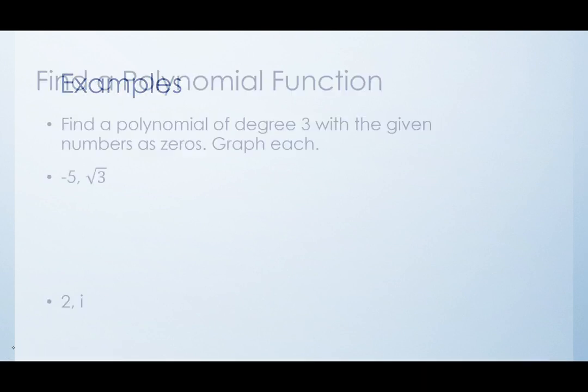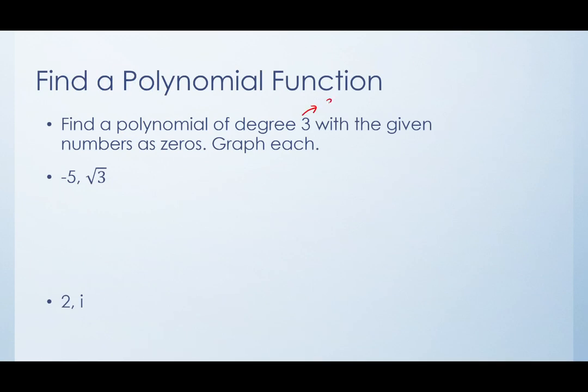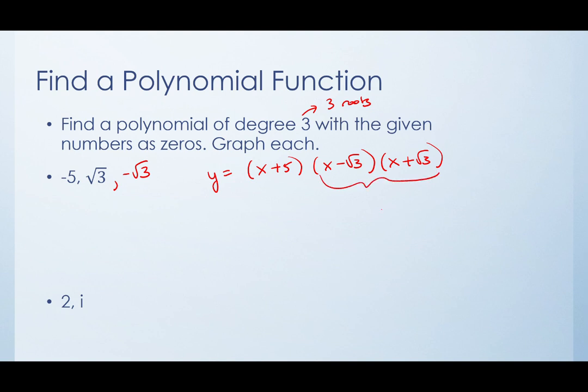Because we know degree 3, so we know it will have 3 roots. So we've got negative 5, we've got root 3, and we know the other one has to be negative root 3 because those are our conjugate pairs. So we have x minus negative 5, we've got x minus root 3, and we've got x minus negative root 3. Now usually, we don't really like to have irrational numbers in here, so we will usually FOIL these out and have it become x squared minus 3.